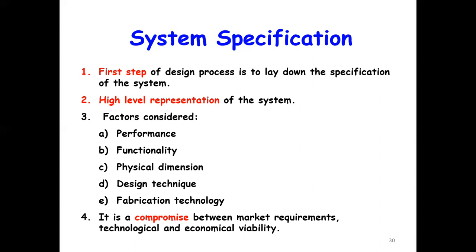So this is in case of the VLSI design cycle, the first step we are considering, that is system specification, is the same thing. The first step of the design process is to lay down the specification of the system. Higher level representation of the system, with factors we are considering like performance, functionality, physical dimension, design technique, fabrication technique. Whatever things we are considering are also judged in this system specification part.